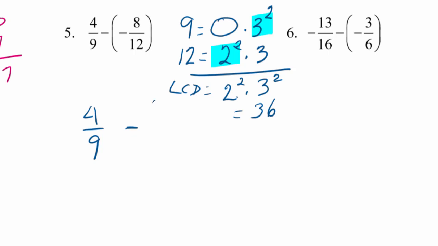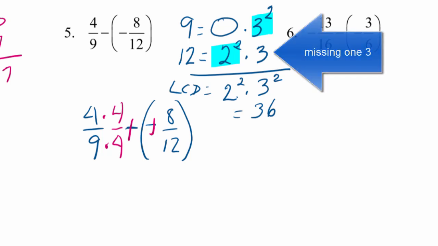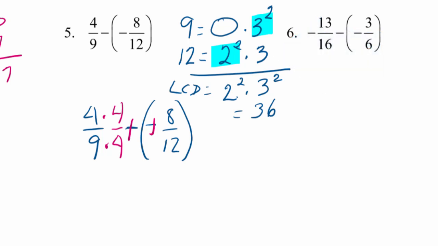Now here we have subtract a negative. Subtract a negative. So do you remember from our last video that we can add the opposite? So we change the subtraction symbol to an addition, and then we change the sign directly following to its opposite, which is positive in this case. Okay, and now the 9 was missing the 4 to get the 36, right? So we're going to multiply by 4, and then the 12 is missing 1 3. Okay, because look, the 12 has a 3, and our LCD has 2 3's in it. So the 12 is missing 1 3. So we're going to multiply times 3. Okay, just like that. All right.